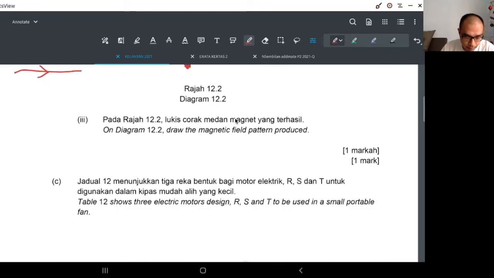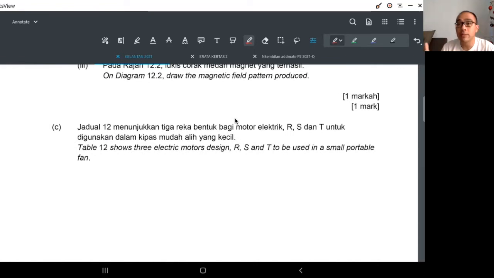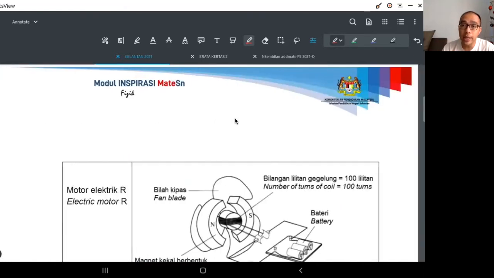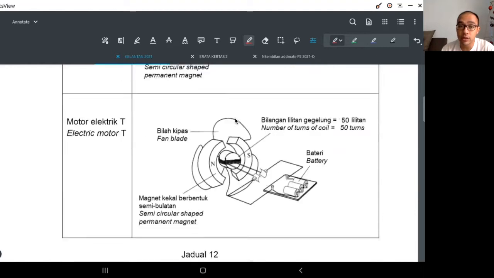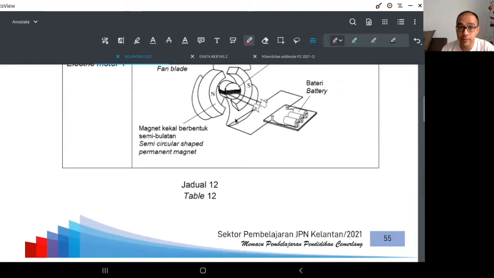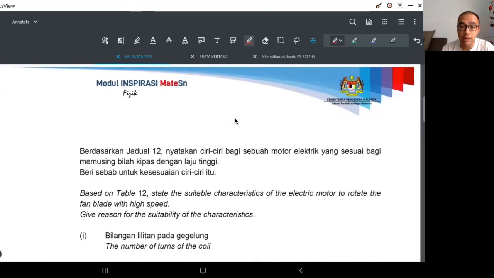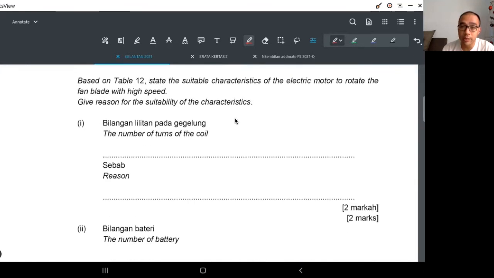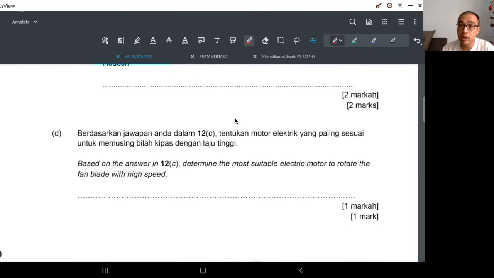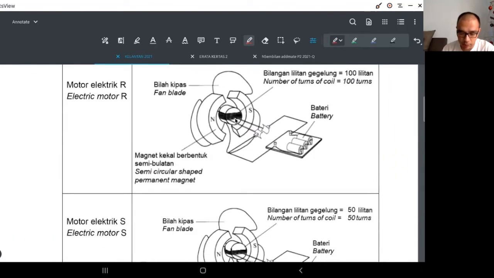Okay, all right. Now we come to the section C question. Section B question, same thing. Okay, make the choice. 3 electric motors, but instead of giving you a table, they give you different aspects of it. Okay, they give you different aspects of it. But if you look at the question, there's only the number of turns, the number of batteries. That's all. Okay, so let's take a look.